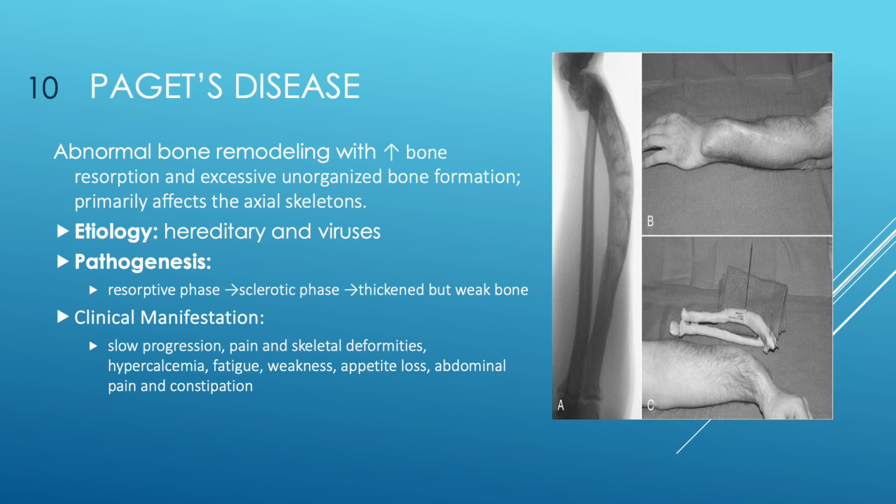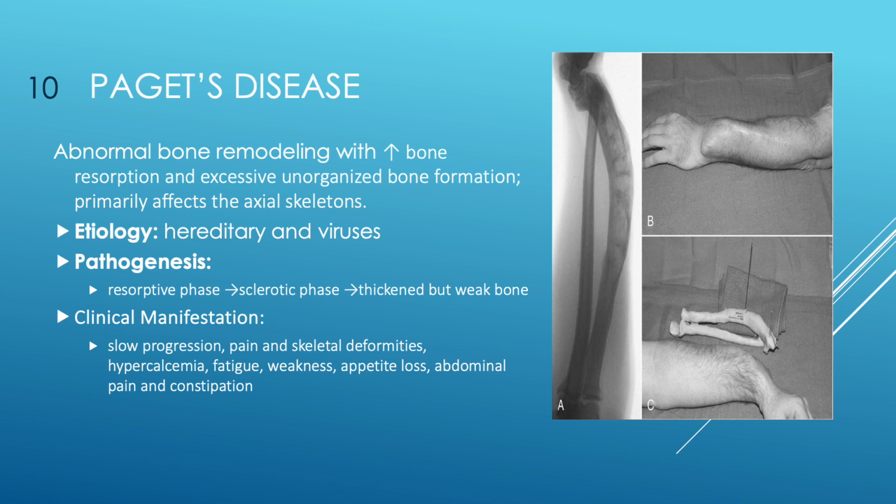Paget's disease, osteitis deformans, is a metabolic bone disease characterized by abnormal bone remodeling, leading to increased bone resorption and disorganized new bone formation. Paget's disease is often inherited in an autosomal dominant pattern. Environmental factors, particularly slow viruses, may contribute to its development.